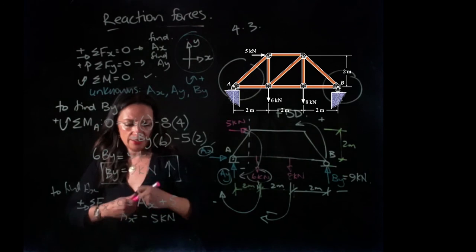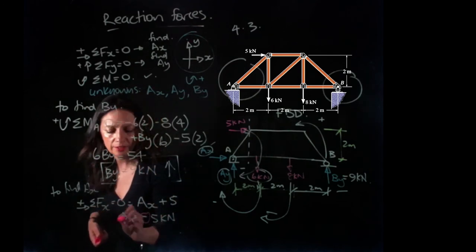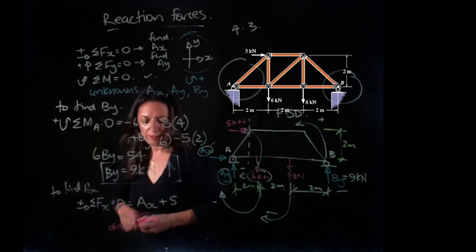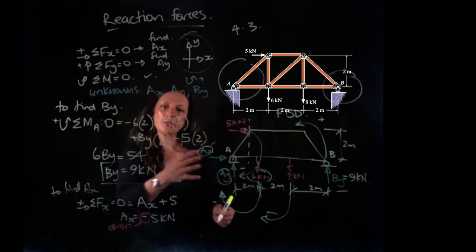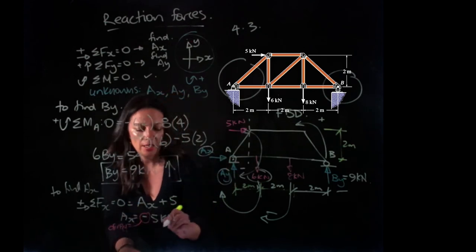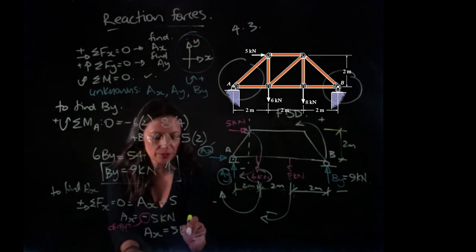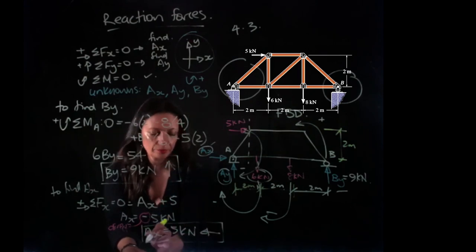So what does this negative tell us? It tells us about our direction. That means we assumed that x was going in the positive direction, but in actual fact it's going in the negative direction. So AX is going to equal 5 kilonewtons in this direction. And that's how we write it.